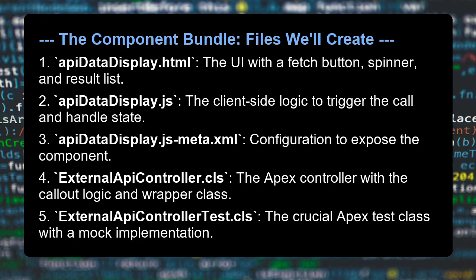API data display.js meta.xml, configuration to expose the component. 4. External API controller.cls, the Apex controller with the callout logic and wrapper class. 5. External API controller test.cls, the crucial Apex test class with a mock implementation.